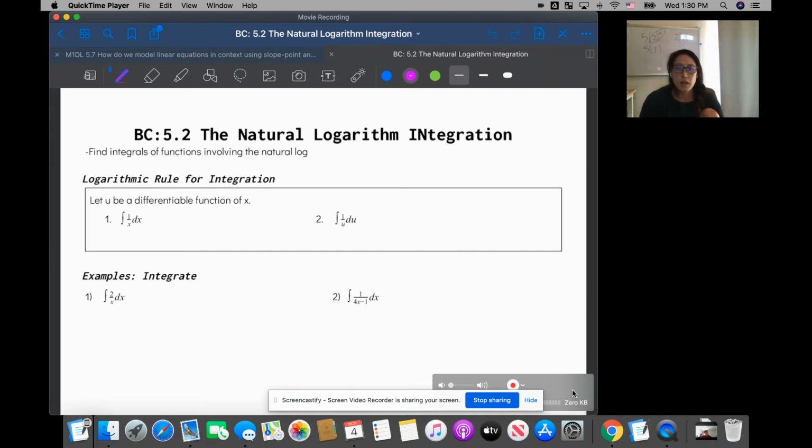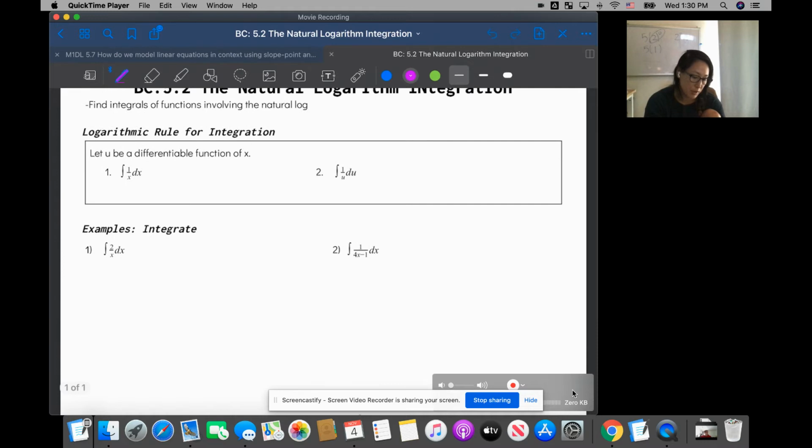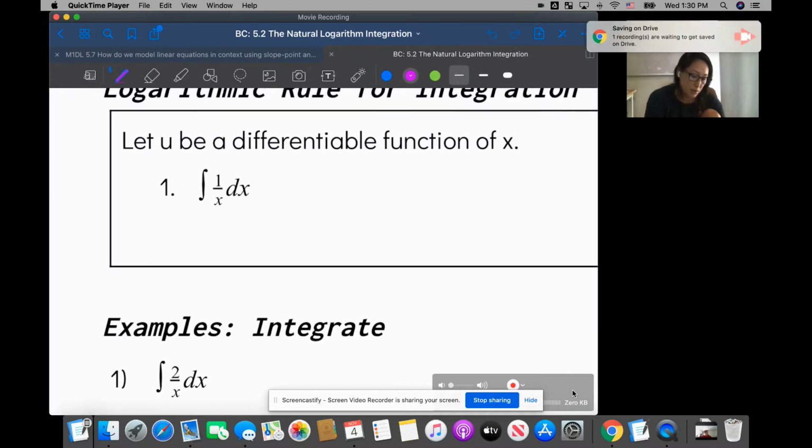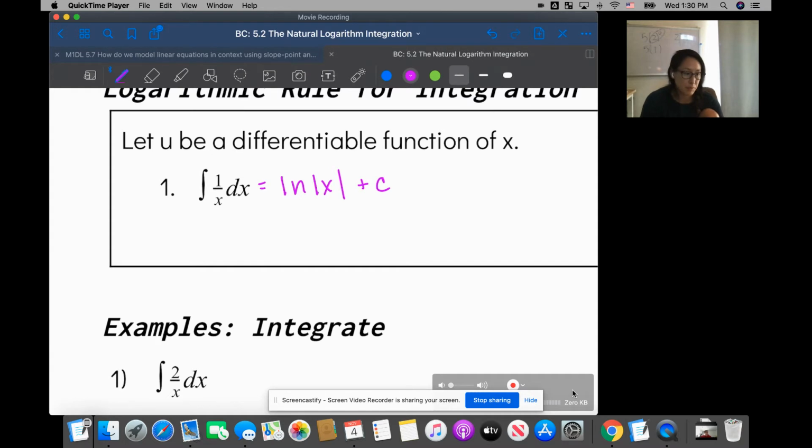Yeah, we're doing natural log integration today. So first off, we're going to let u be a differentiable function of x. We'll need that in a second. All right, so if we have the integral of 1 over x dx, this integrates to the ln of the absolute value of x plus c.